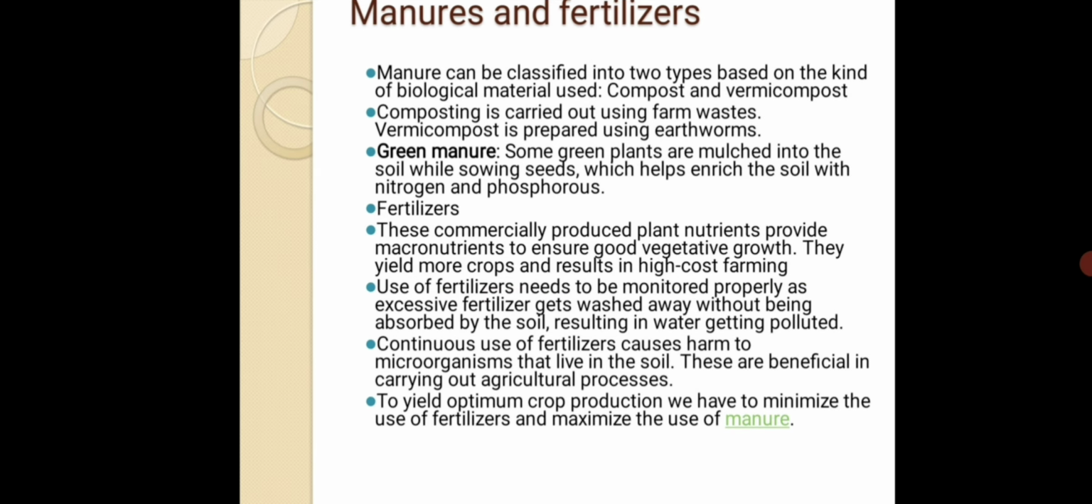Manures and fertilizers. Manures can be classified into two kinds as biological material: compost and vermicompost. Compost is made from farm waste decomposed using microorganisms. Vermicompost is prepared by using earthworms in the compost. Then green manures. Green manures are plants which are grown in the soil and incorporated into the soil itself. They are called green manure. Another one is green leaf manure, which is green leaves cut from trees outside the field and incorporated into it.